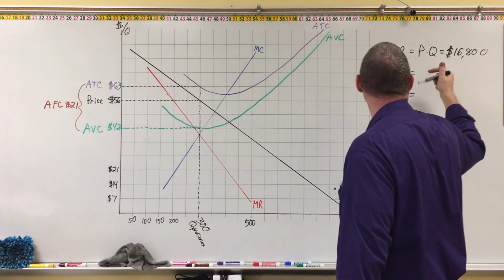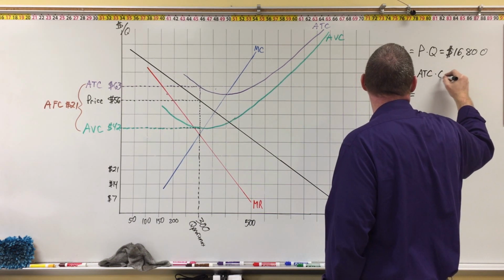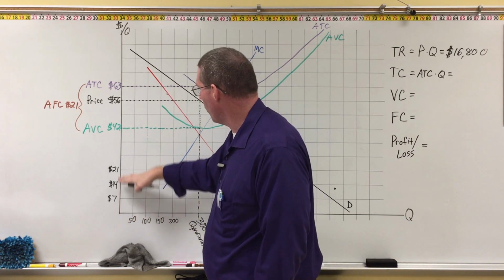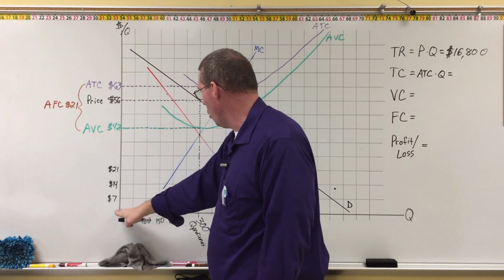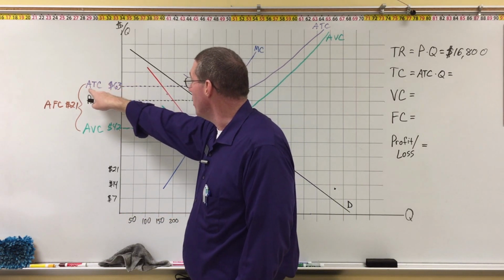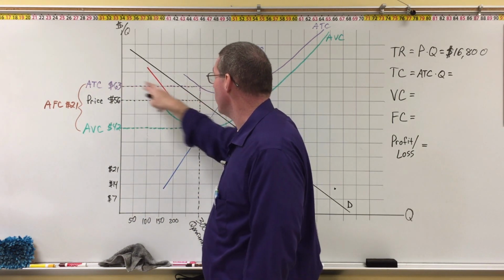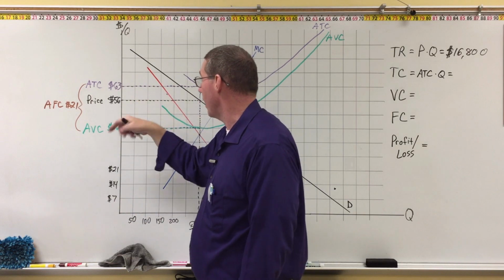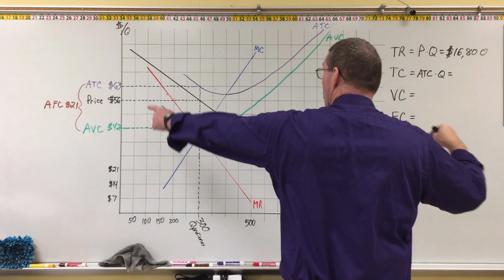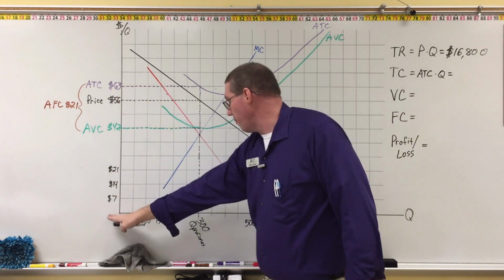Okay, so now we want to identify the total cost. What we said about total cost is that it is average total cost times quantity. So that is the rectangle that goes all the way up to average total cost and over to the profit maximizing quantity. So now the total cost rectangle is actually larger than the total revenue rectangle. Now I want you to think about what that's probably going to mean in a couple minutes. Okay, so average total cost is 63.